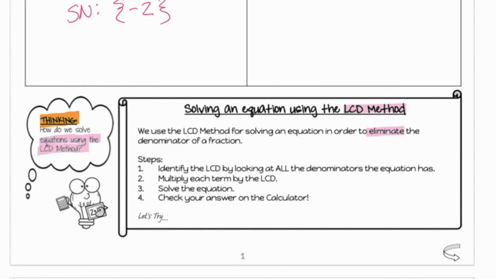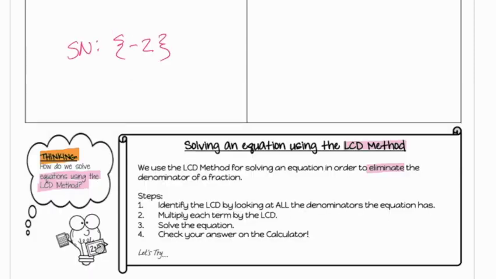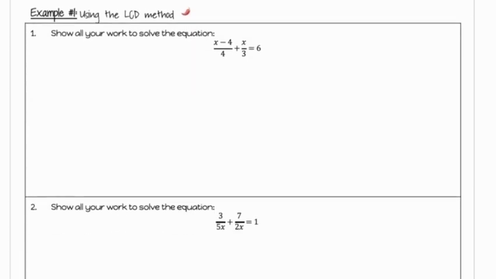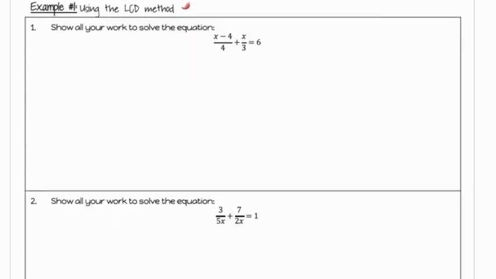Identify the LCD by looking at all the denominators the equation has, multiply each term by that LCD, solve the equation, and obviously you should always be checking your answer. And I suggest you check using our trick on the calculator. So let's go to page 2. On page 2, we start off with example 1, and example 1 wants us to use this method, LCD.